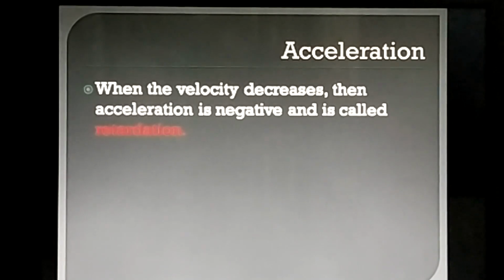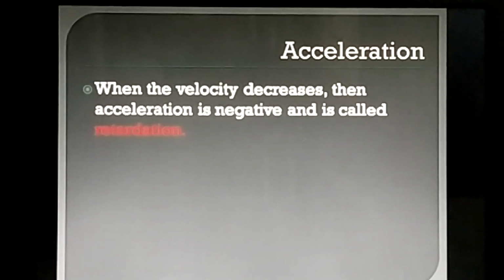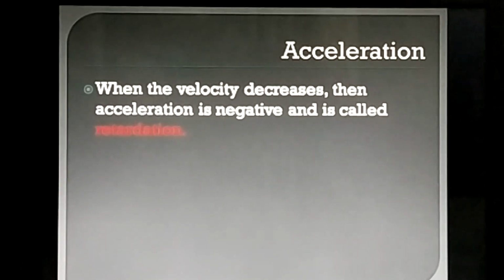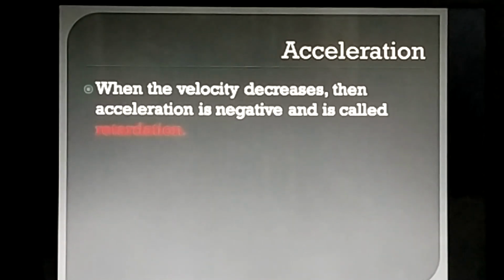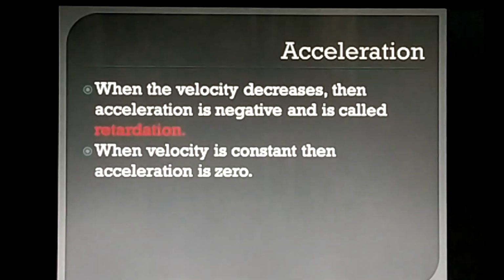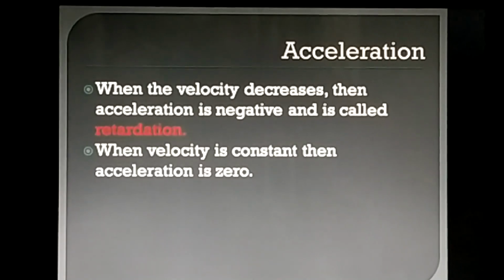Now there are different types of accelerations. First I am taking the retardation. When do we say retardation? When the velocity decreases with time. When the velocity decreases, meaning the velocity of any vehicle or object becomes less, then the acceleration is negative and it is called retardation or negative acceleration. And when velocity is constant, meaning when the body is not moving, it is in the resting stage. So at that time there is no change in the velocity, so the acceleration will be taken as 0.